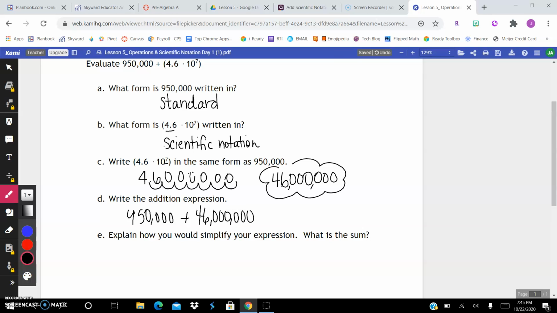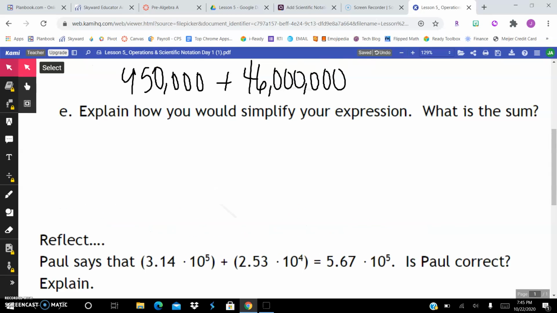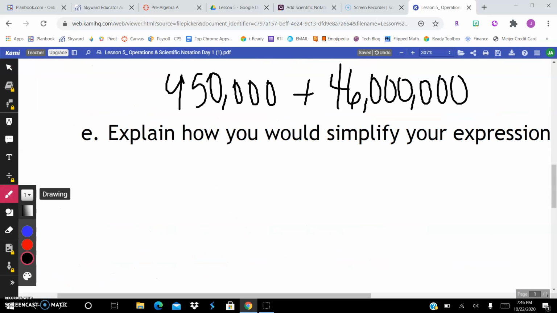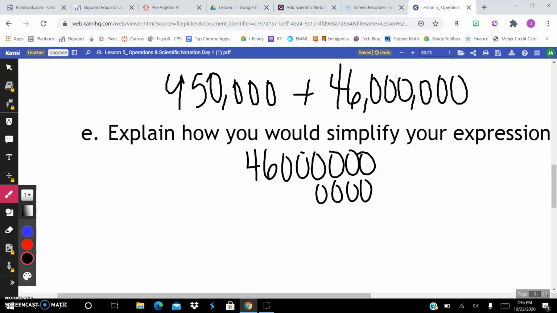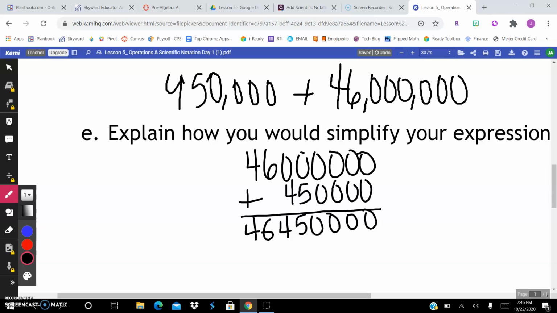And then, explain how you would simplify your expression and what is the sum. Well, to simplify that expression, we would line up the numbers and add. And what is the sum? So we're actually going to do the addition problem. And start at the back, count it every 3 and put a comma. So we have 46,450,000 for our answer when we add those two numbers together.